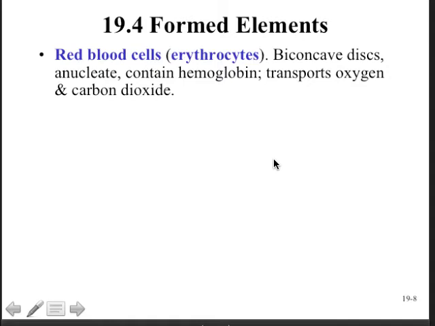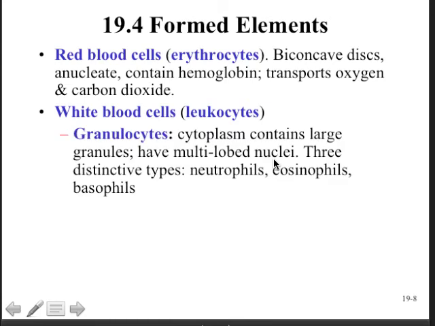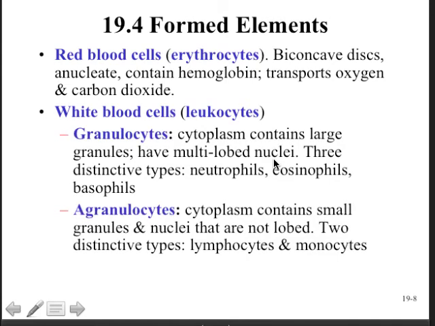And their main job is to transport oxygen and a small amount of carbon dioxide. The white blood cells are the defenders against disease, and they can be broken down into two broad groups, the granulocytes and the agranulocytes. The granulocytes have visibly staining granules in their cytoplasm. Examples of the granulocytes are the neutrophils, the eosinophils, and the basophils.